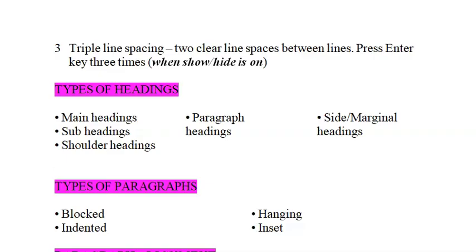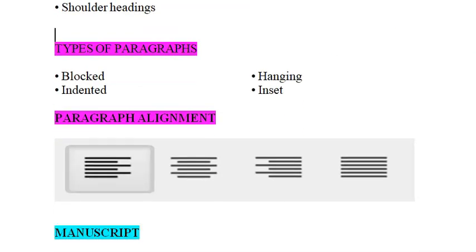We have main heading, subheading, shoulder heading, paragraph heading, and side headings, otherwise known as marginal headings. Again, I have an in-depth video speaking about these headings. Alright, types of paragraphs. There are 4 types of paragraphs. We have blocked, indented, hanging, and inset paragraphs.